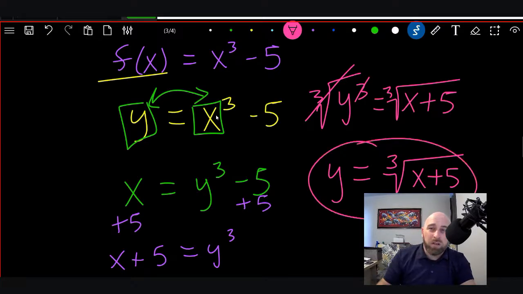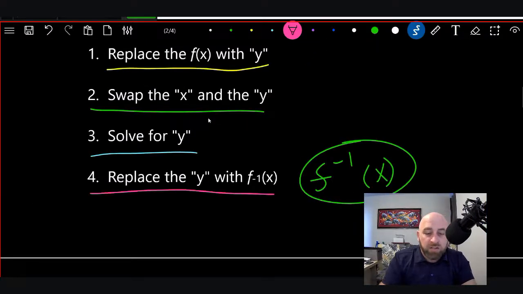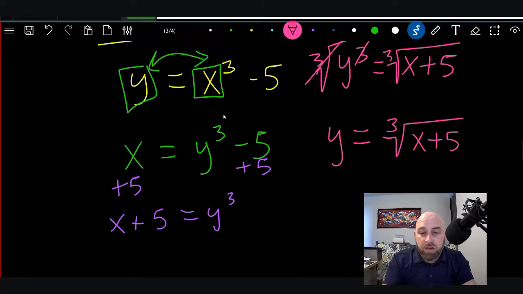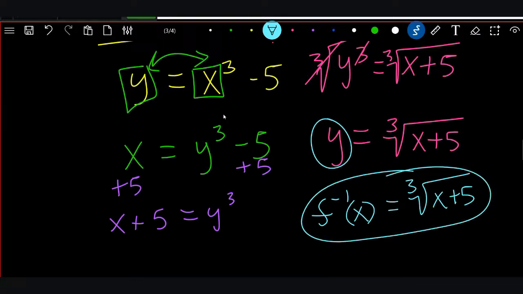There is one other little step. Let's go back here. Step number 4, replace the y with the function inverse, f of negative 1. So the only thing we want to do to finish out this problem is come up here, and instead of the y, we write f inverse of x equals the cube root of x plus 5. And that is my answer. That is how to invert a function.